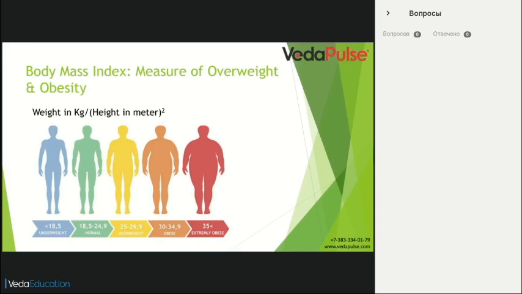So the body mass index is basically the measurement for whether your weight falls under normal or under the overweight or underweight category, and that is calculated through a formula which is accepted worldwide. It is the weight in kilograms divided by the height in meters square.